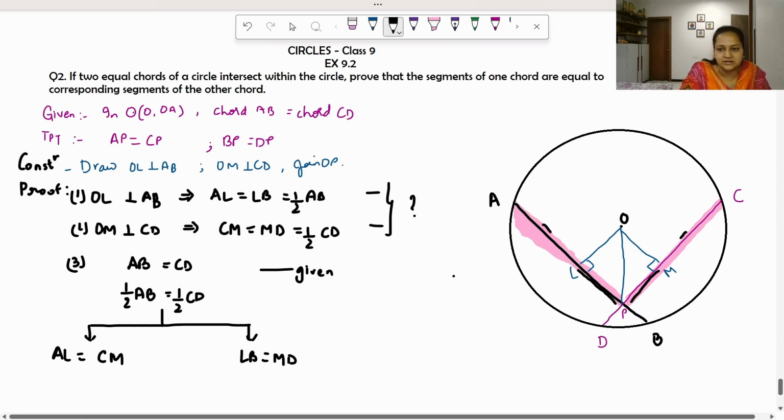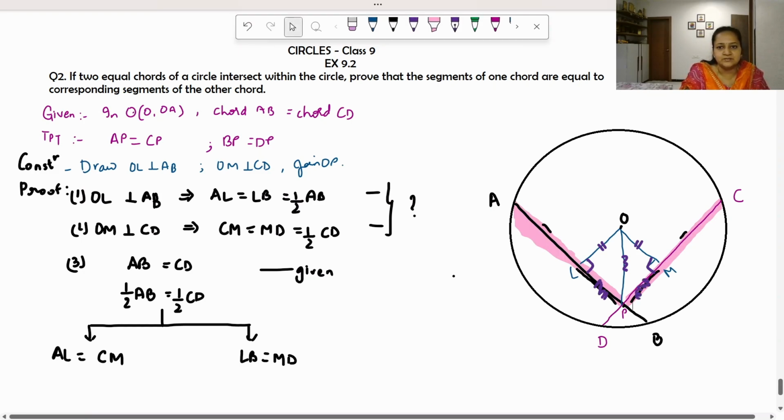Now, LP is part of which triangle? LP is part of triangle OLP, and MP is part of triangle OMP. Can we prove that these two triangles are congruent? Let's mark what is equal. We know that because the chords are equal, their distance from the center is equal. Equal chords are equidistant from the center. OP is the common side, and angle L is equal to angle M because each is 90 degrees, being perpendiculars. So we get that the two triangles are congruent by RHS, right angle, hypotenuse, side. And because the two triangles are congruent, we can say that LP is equal to MP.